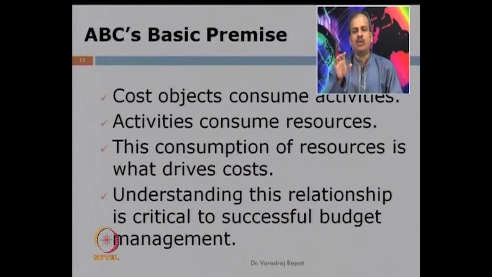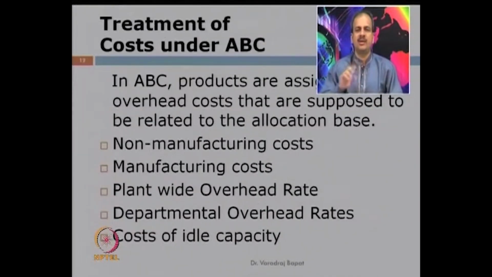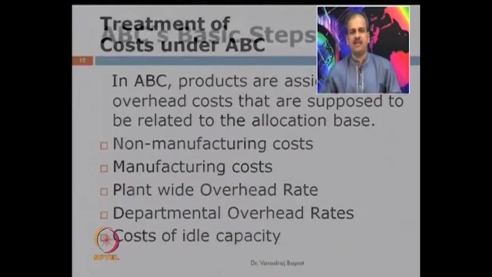Now if we try to understand this relationship, it will be very good, because we can then link the cost better to the products. In ABC, the products are assigned overhead costs that are supposed to be related to the allocation base. Various costs like non-manufacturing costs, manufacturing costs, plant-wise rates, these are all used in ABC. So we will stop for this session.